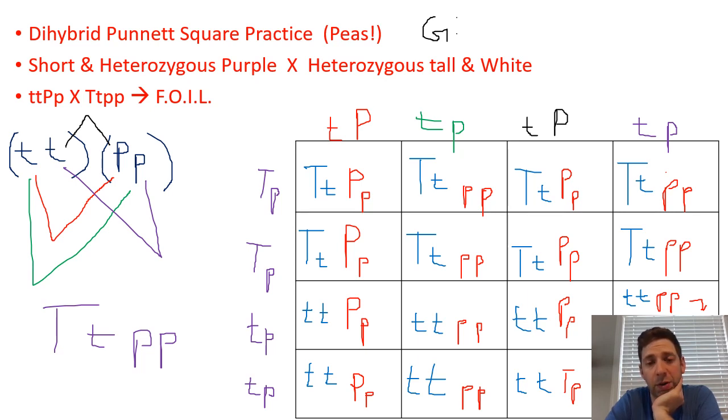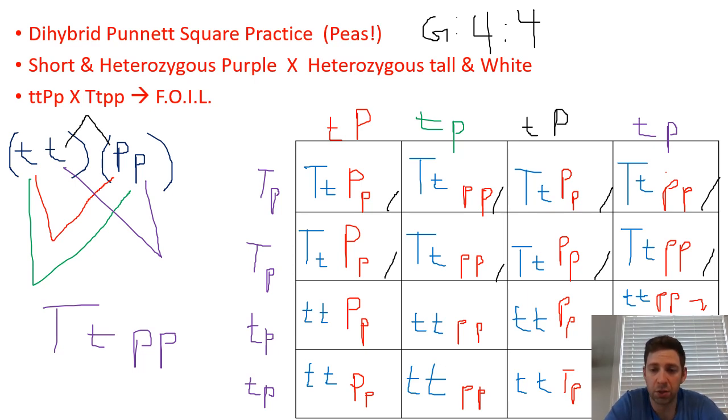Next, I see a lot of heterozygous T, heterozygous P. 1, 2, 3, 4. Okay, what about heterozygous T, recessive P? 1, 2, 3, 4. What about homozygous recessive T, dominant P? I don't see any.